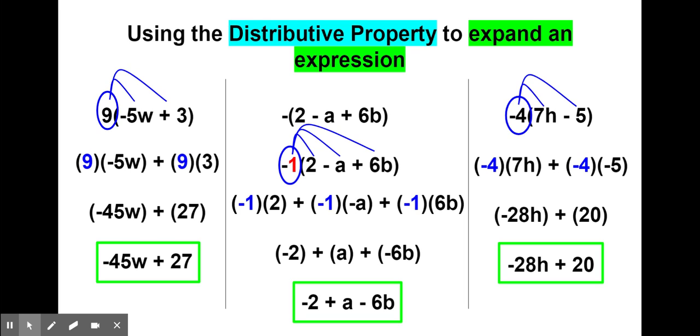And that's how we can use the distributive property to expand an expression. And we just did 3 examples to show this.